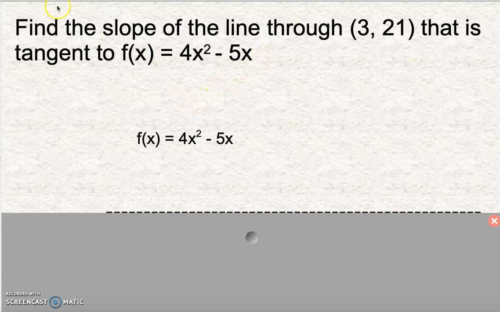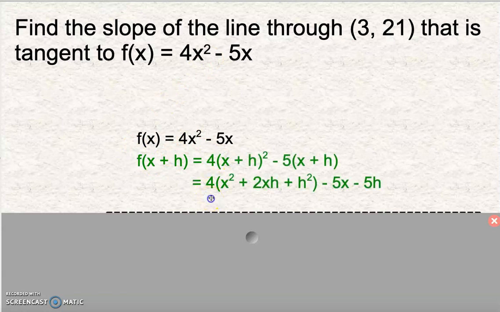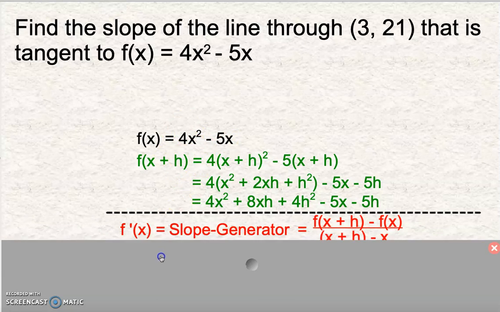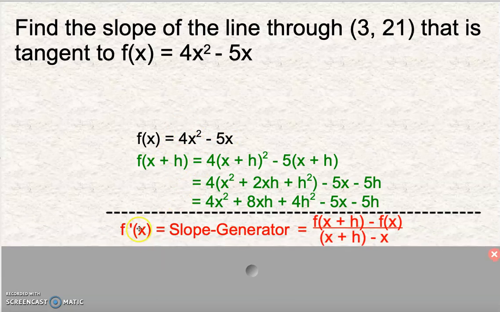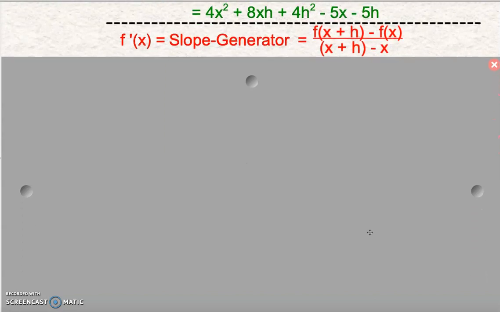Hey, welcome back. Hopefully you paused the video and gave this a try. We have our f of x. Remember, to find the slope, we need to find our f of x plus h. So put in x plus h in there. Hopefully you did that and you got that. We know our f of x. We know our f of x plus h. It is now time for you to find the derivative f prime of x, our slope generator, by plugging and chugging. So again, good time to pause and see if you can find this derivative.